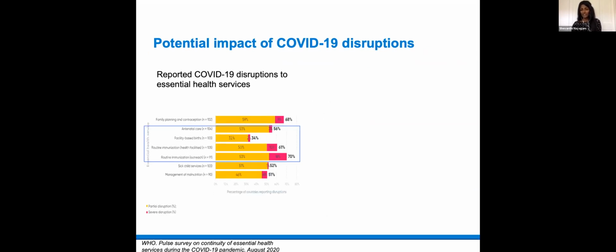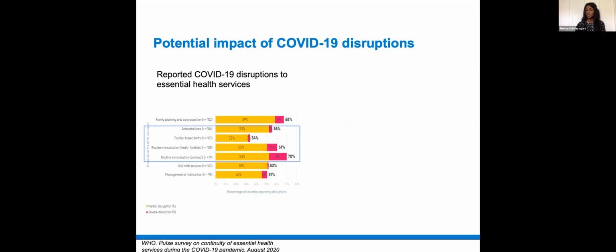Now, of course, I'm just going to put 2 slides on this, the impact of COVID-19 disruptions. We know that 2020 has been a difficult year and this is not the end of it. The figure here on the left shows a WHO pulse survey looking at disruptions to essential health services during the pandemic. This was last year. And what we can see is antenatal care, facility-based birth, immunizations, including outreach activities, have all been disrupted. How much and how long-standing this disruption will be is still yet to be determined.